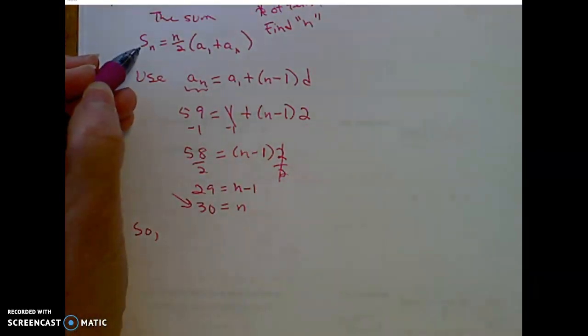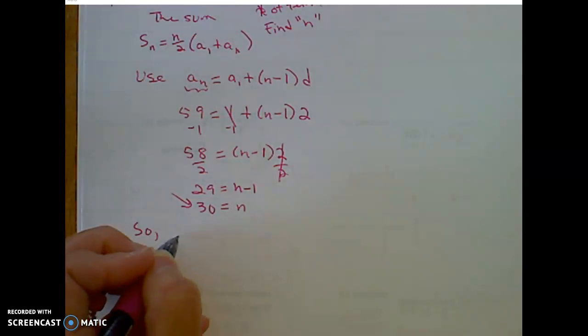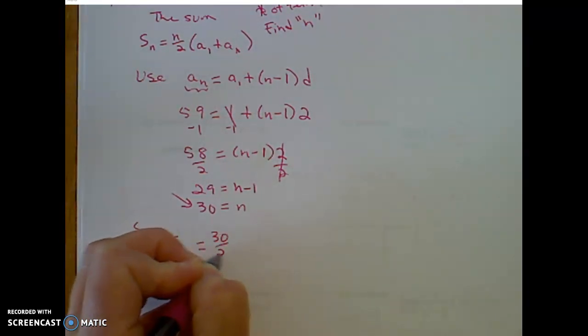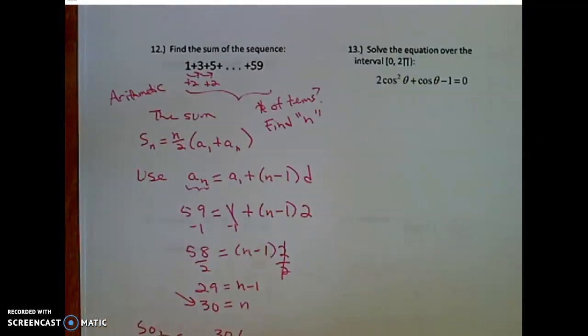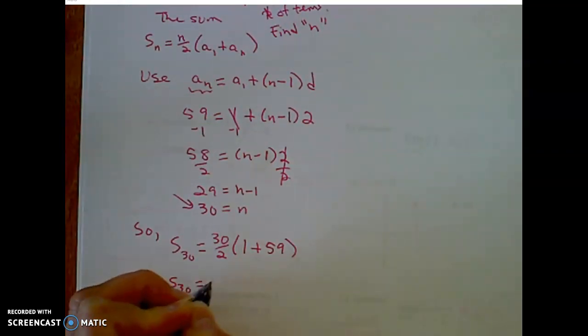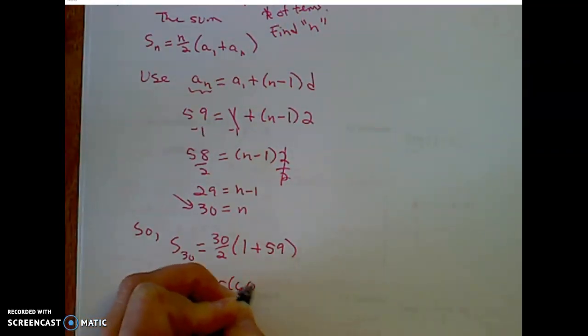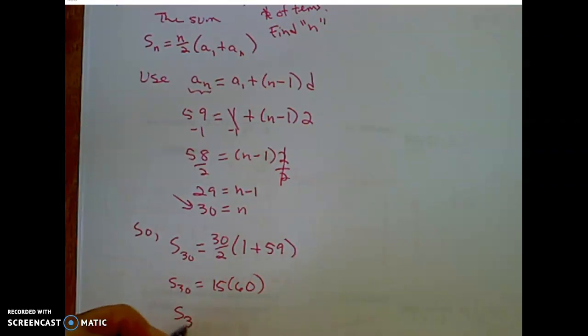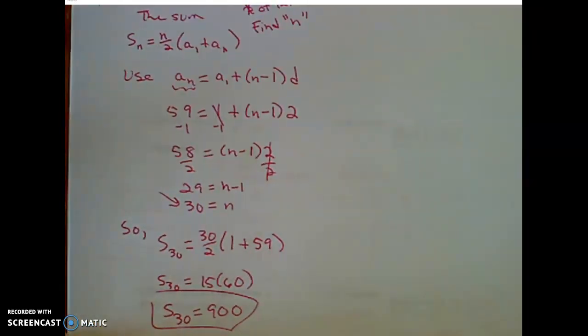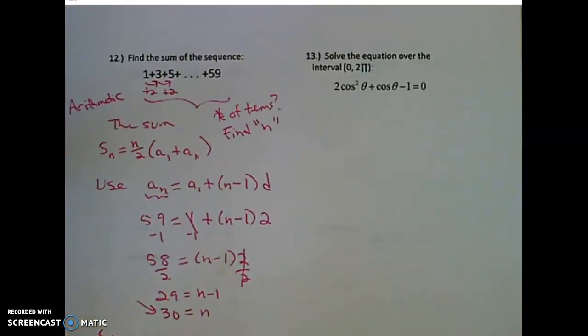Plugging back into my sum formula for an arithmetic sequence, the sum of the first 30 terms will be 30 divided by 2 times the first, which is 1, plus the last, which was 59. S sub 30 is equal to 15 times 60, and I get the sum of the first 30 terms is 900. Alrighty, just for a little practice. Haha, this is good practice.